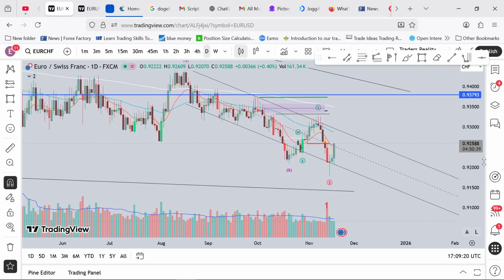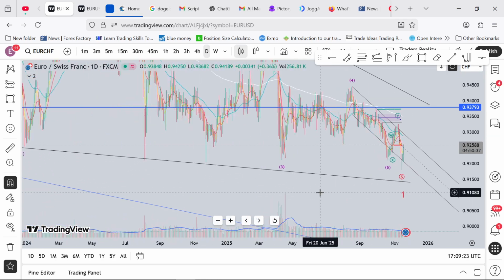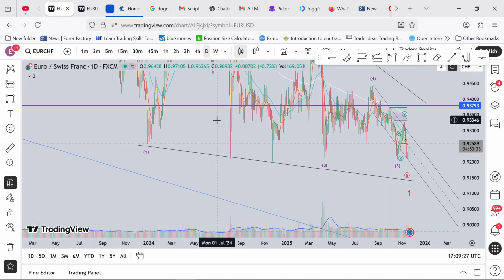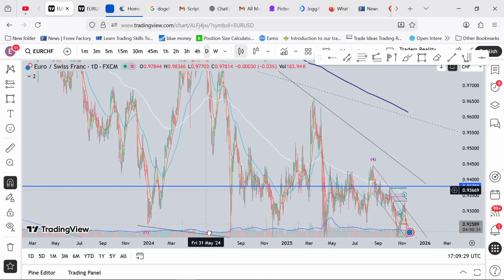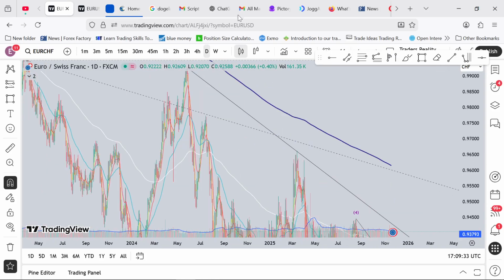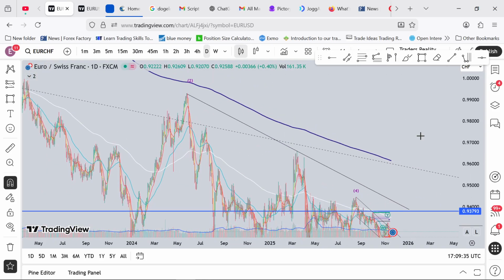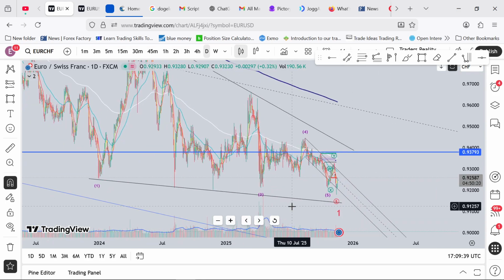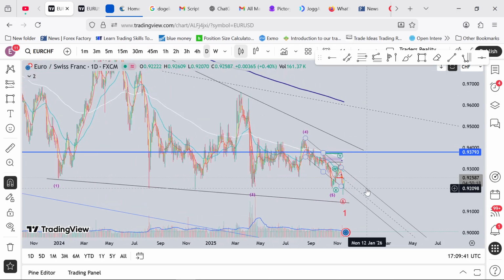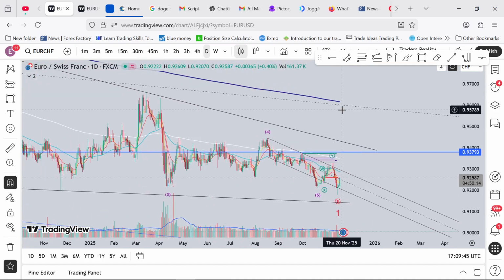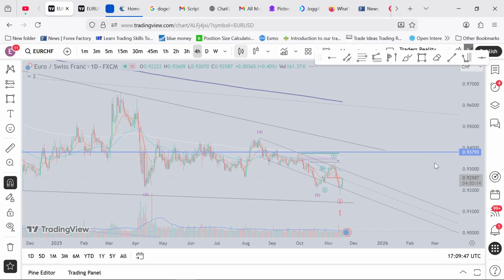That 1 is a higher degree 1. There's a 1 and then a 2 over here, and then a 1. In fact, I'd even think it's ABC, but it's irrelevant. We've finished a structure here. I've got more than enough evidence to suggest we finished the structure here. I'm looking for buys. We jump on the 4-hour time frame.